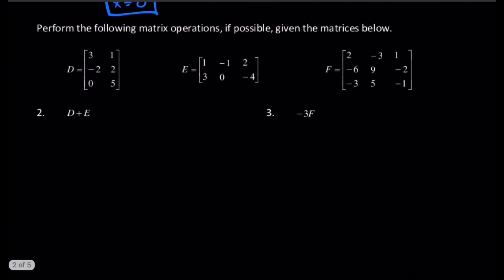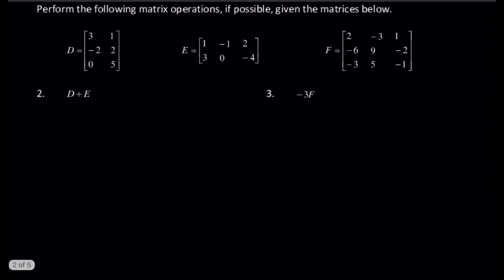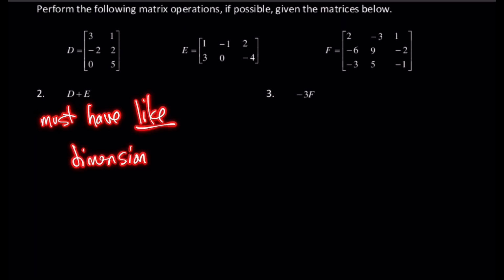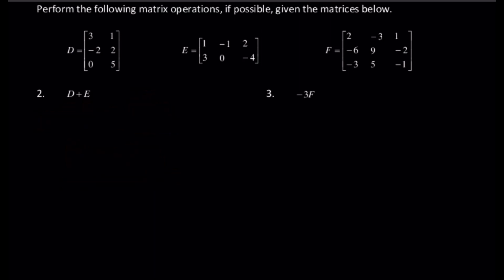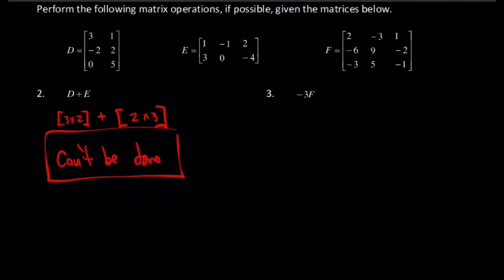All right, moving on to matrices, matrix operations. Remember here, to add, you must have like dimensions in order to add. So if I want to add D plus E, D is a 3 by 2, and I want to add E, which is a 2 by 3. Clearly those are not like dimensions, so you can't do it. Just indicate that you can't do it. Don't just leave it blank.